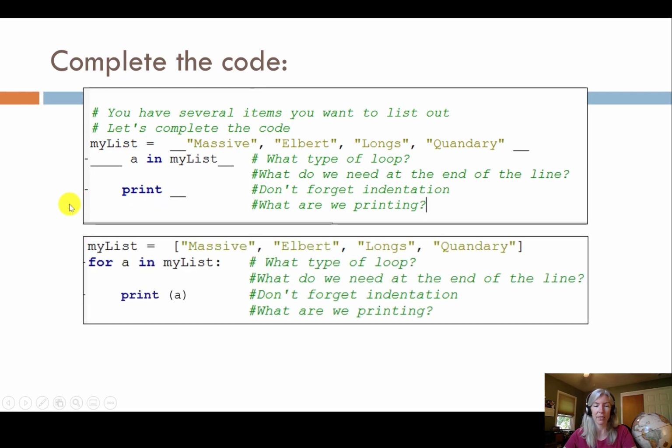And here are the answers. So we instantiate or create our list with the square brackets. If we want to loop through a list, we use a for loop. All of our compound statements in Python need a colon at the end. And when we print it, we're printing A because A represents each item in the list one at a time as we iterate through that list. And when we print, we need parentheses around the item that we're printing.